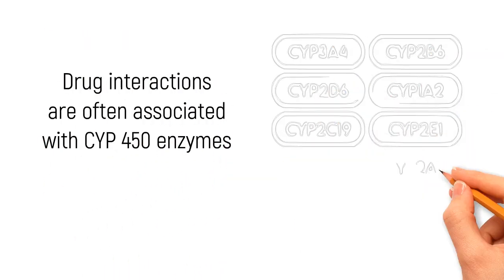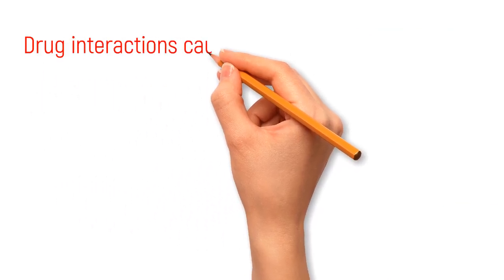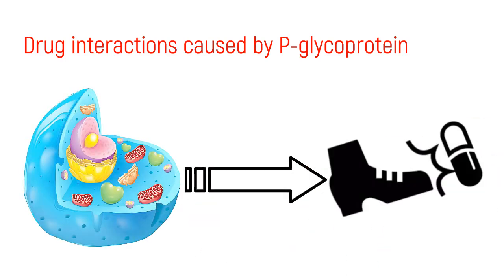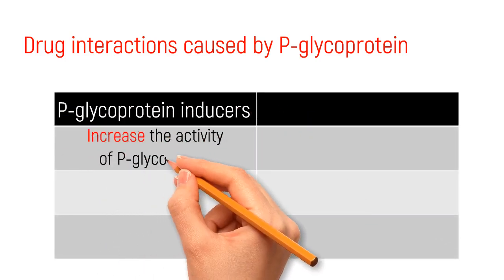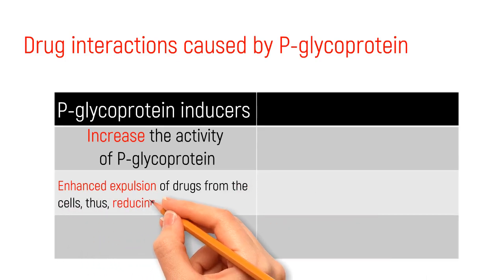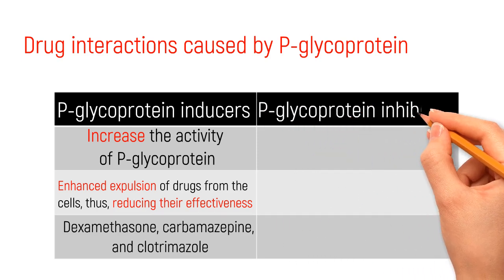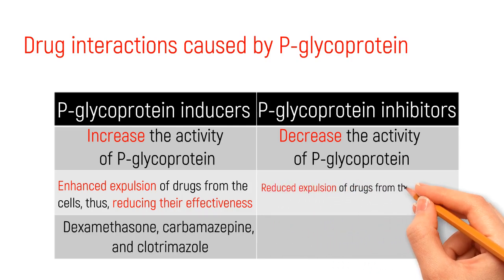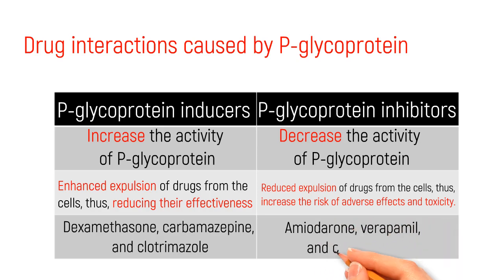While drug interactions are often associated with cytochrome P450 enzymes, another important mechanism for drug-drug interactions involves P-glycoprotein. In the previous lecture, I explained that P-glycoprotein is a transporter protein that pumps drugs out of the cell. Some drugs, known as P-glycoprotein inducers, increase the activity of P-glycoprotein, leading to an enhanced expulsion of drugs from the cells and thereby reducing their effectiveness. Examples of P-glycoprotein inducers include dexamethasone, carbamazepine, and clotrimazole. On the other hand, some drugs act as P-glycoprotein inhibitors, which decrease the activity of P-glycoprotein. This reduction in pumping drugs out of the cell can increase the risk of adverse effects and toxicity. Examples of P-glycoprotein inhibitors include amiodarone, verapamil, and ceftriaxone.